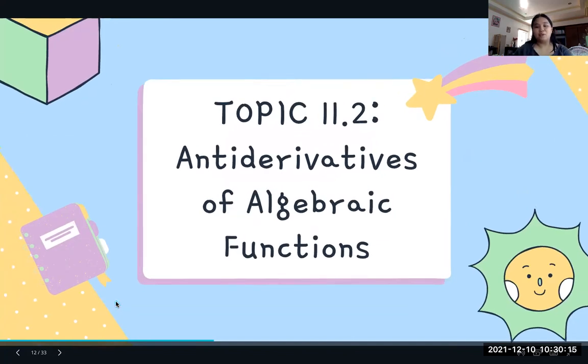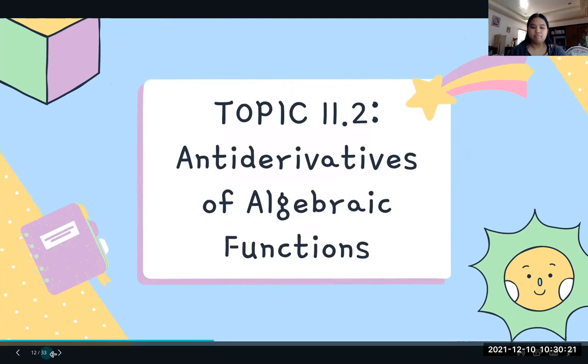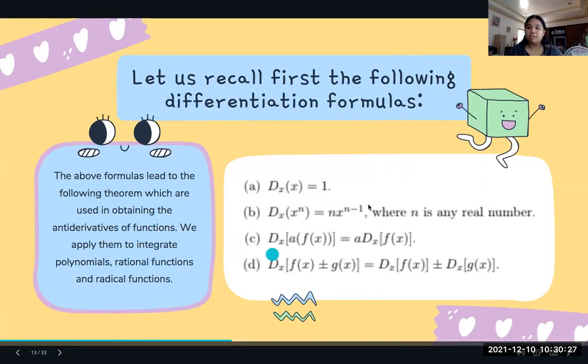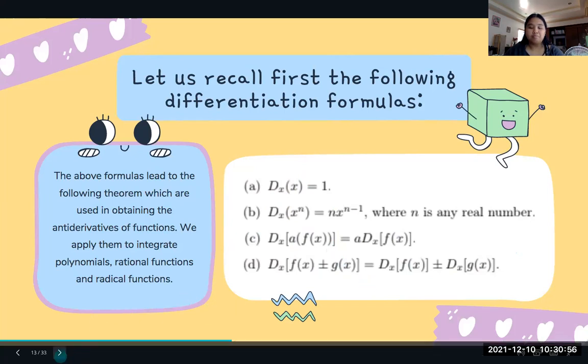Now we will proceed to our main topic, which is antiderivatives of algebraic functions. Let us recall the following differentiation formulas. These are the basic ones that we used in our first topic in first quarter. These formulas lead to the following theorems, which are used in obtaining the antiderivatives of functions. We apply them to integrate polynomials, rational functions, and radical functions. Here we have the constant rule, the power rule, and the derivative rule of sum and addition.